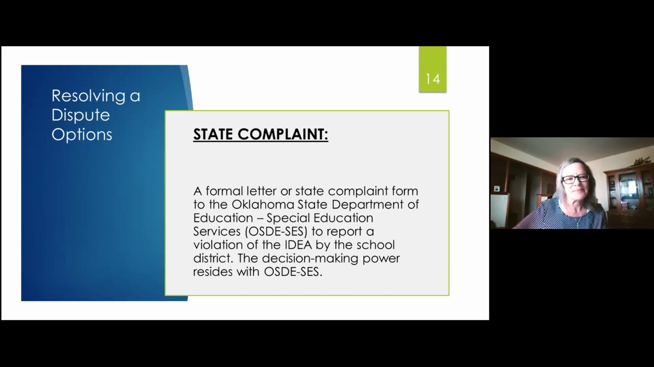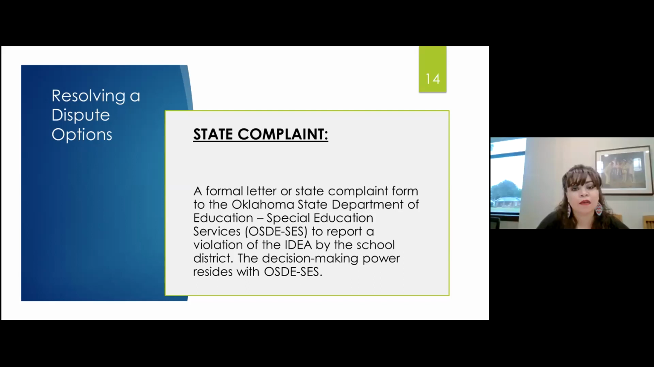Thank you, Ellen. The next option you have is a state complaint. This would be a formal letter or a completed state complaint form that would be sent to the Oklahoma State Department of Education, Special Education Services, to report the violation of the IDEA. The decision-making in this particular option is the OSDE, or Oklahoma State Department of Education, Special Education Services. They would be the decision-making power if you went this route.